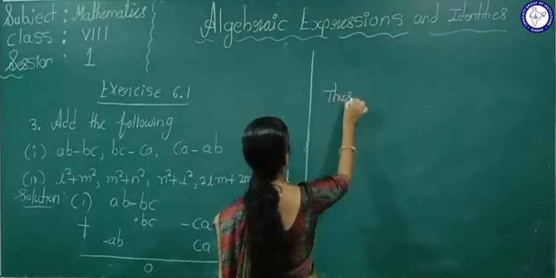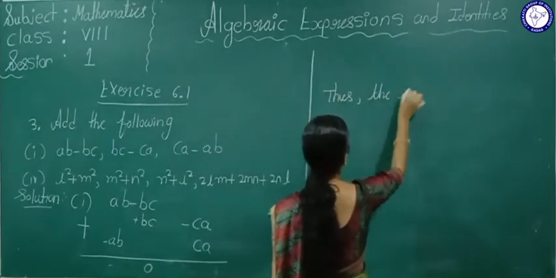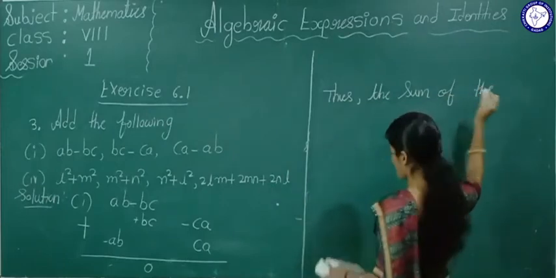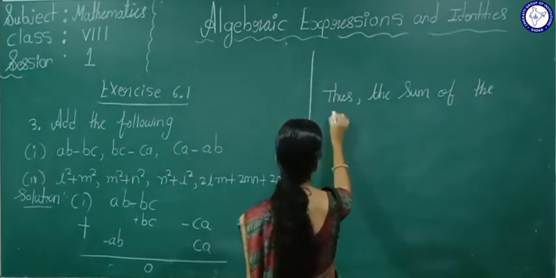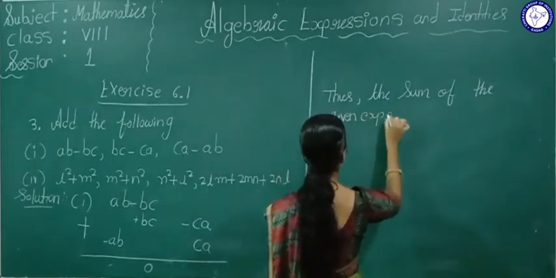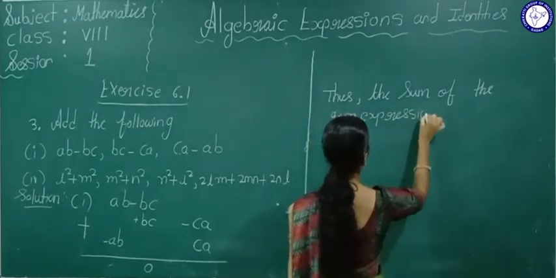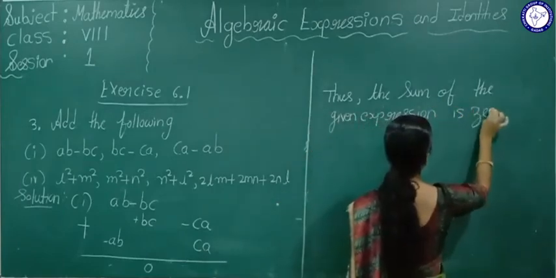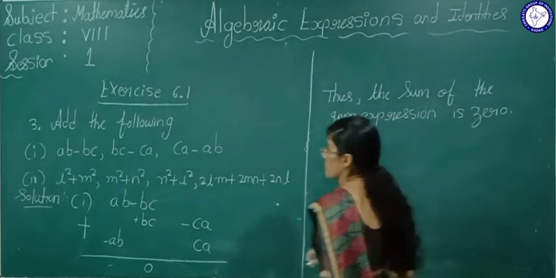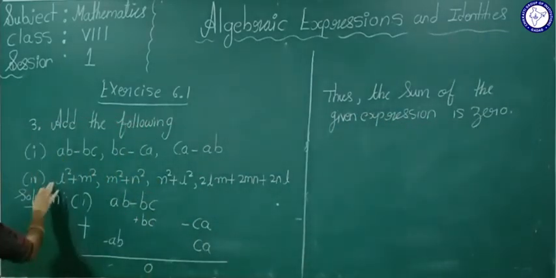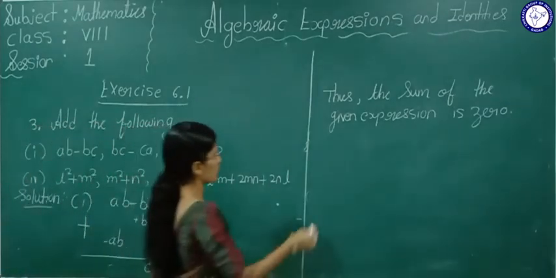Thus, the sum of the given expression is 0. Yes? Now in the similar way, now we will solve the fourth one. Say fourth one here.